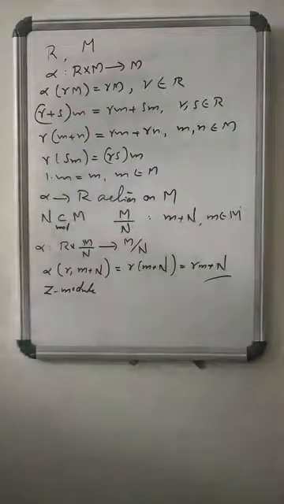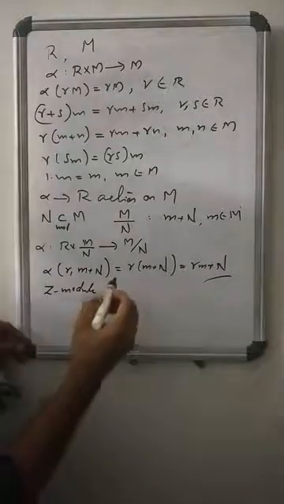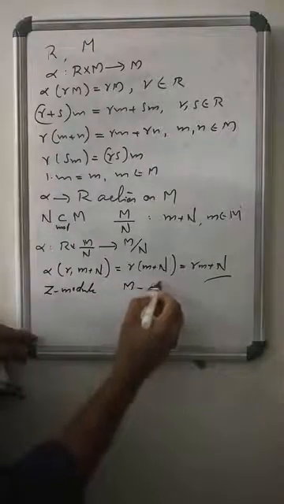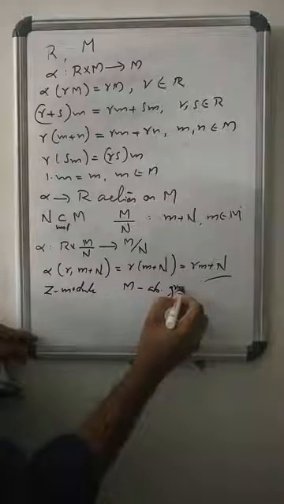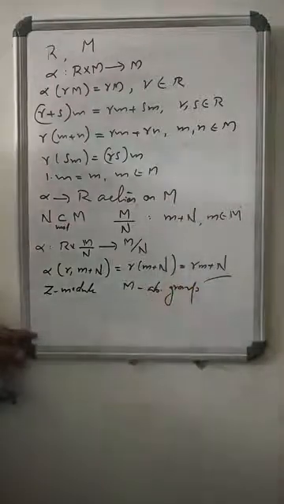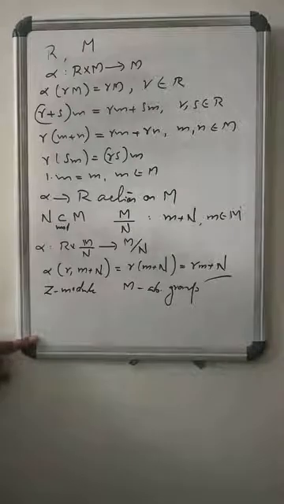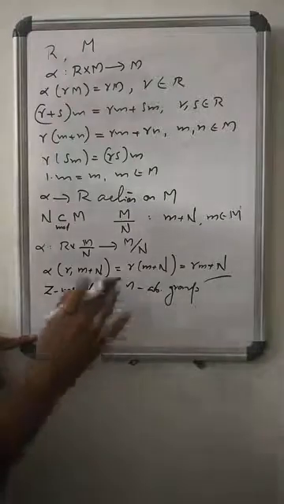A Z-module is nothing but an R-module, more than an abelian group M written additively. That is, suppose M is an abelian group. Then we can make it a Z-module.